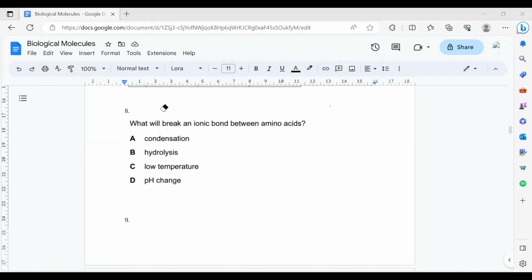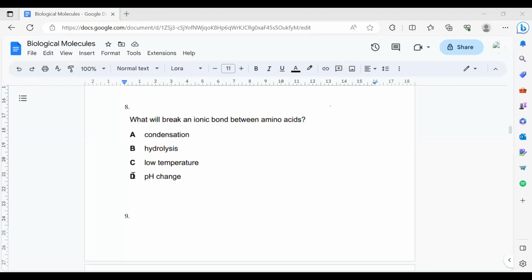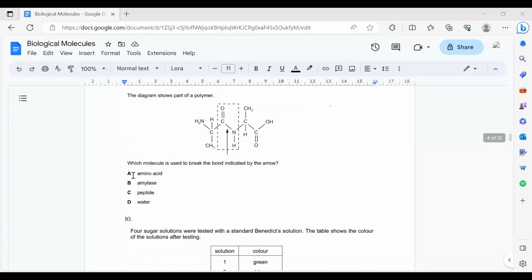But now, moving on to question number 9. The diagram shows a part of a polymer. Which molecule is used to break the bond that is indicated by the arrow? So you might get easily confused here. I've chosen this question because it can be confusing in the way that it is phrased.